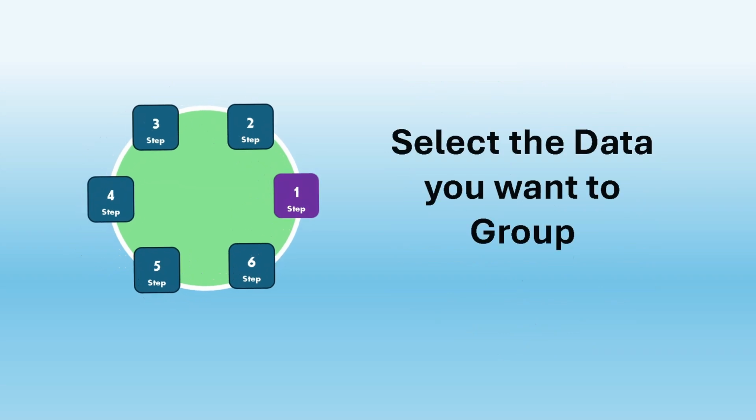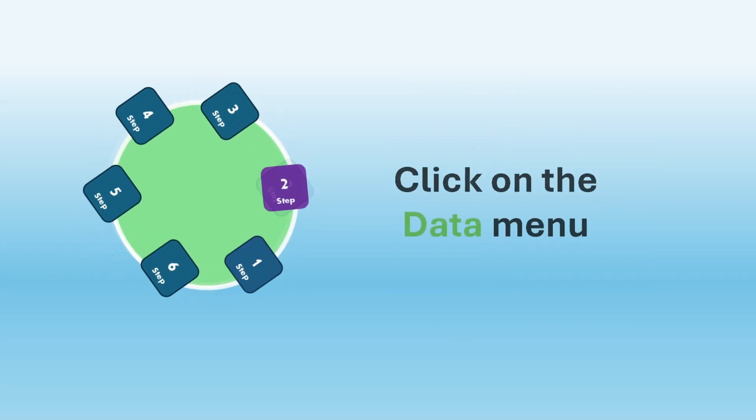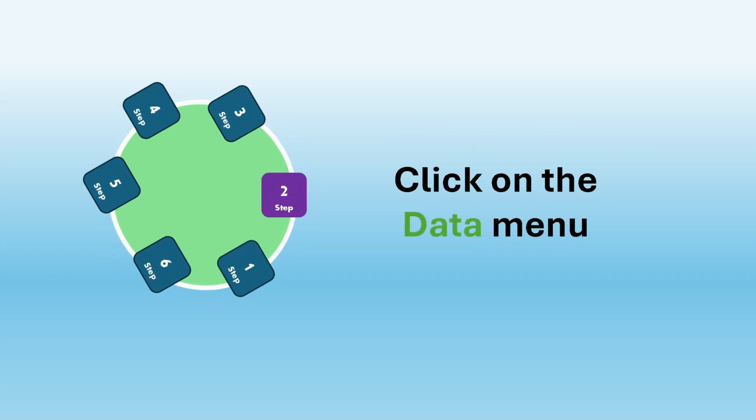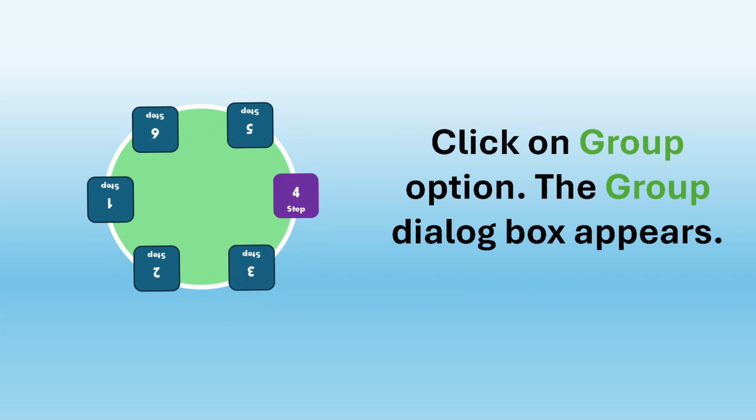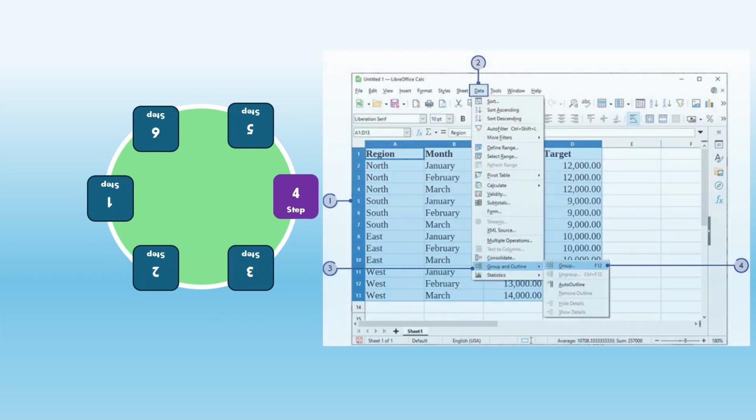There are 6 steps for you to follow. First step, select the data you want to group. Second step, click on the Data menu. Third step, select the Group and Outline option. A drop-down menu appears. Fourth step, click on the Group option. The Group dialog box appears. Please identify the 4 steps that we learned in this image.